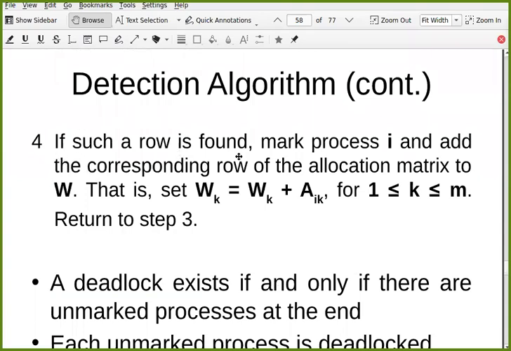But before that, if such a row is found, mark that process I and add the corresponding row of the allocation matrix to W. So if you can complete any process with the available vector, then you assume that you will grant these resources and this process is completed. Just assume that. With that assumption, similar to the previous algorithm, whatever resources are currently allocated to that process, you get those resources back, add them into the available W, and your W will be updated accordingly, and you find the next process which can be completed with that updated W.